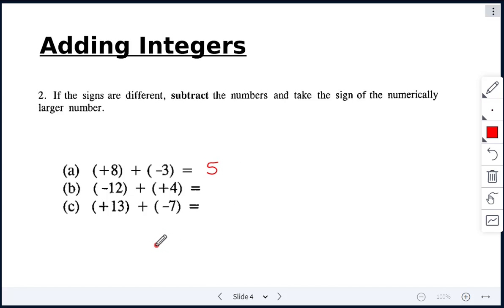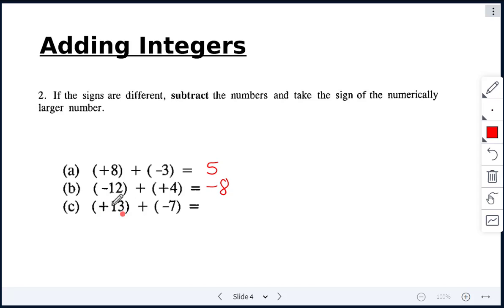Let's take a look at our next example. We have a negative 12 plus positive 4. Again, the signs are different, so we're going to subtract. 12 minus 4 gives me 8, but now we have to look at the sign. The 12 is the numerically larger number, and it's a negative. So we make sure that we put it as a negative 8.